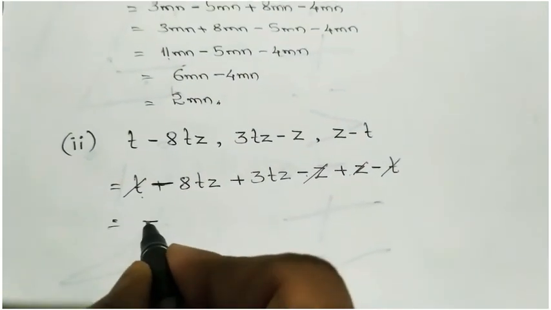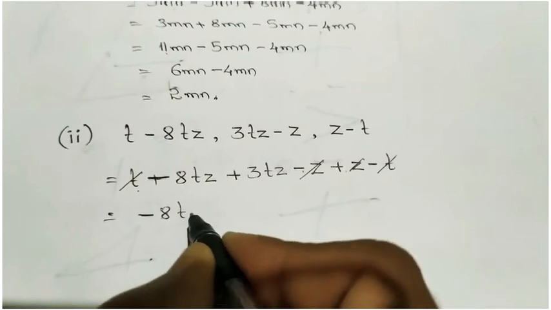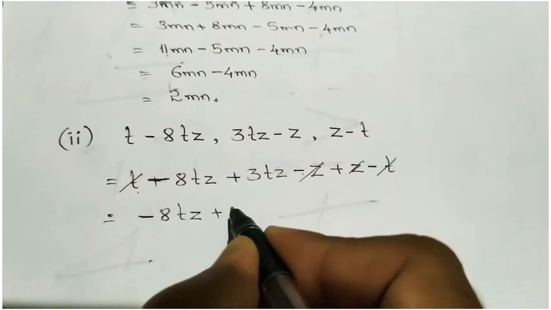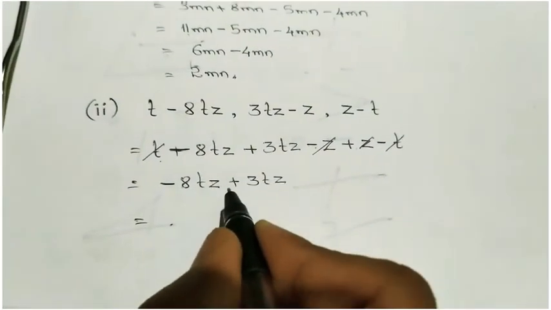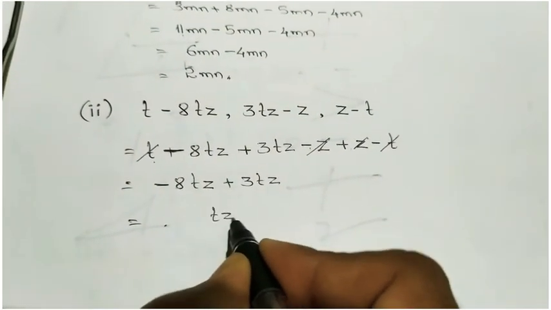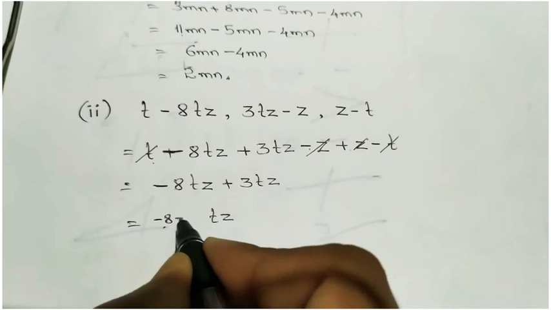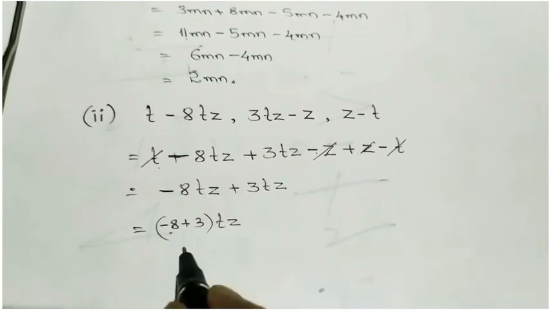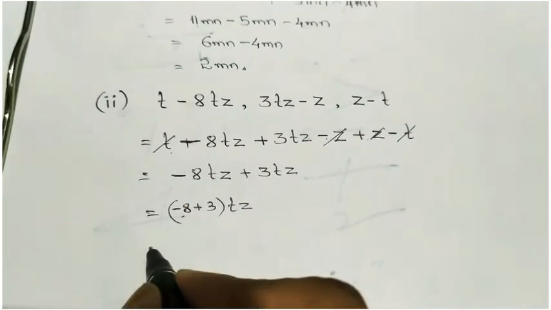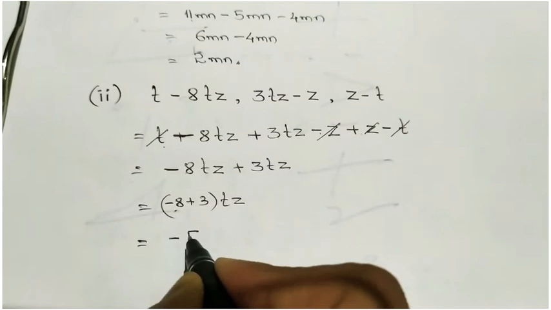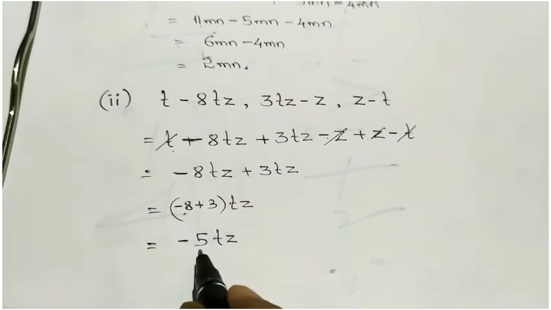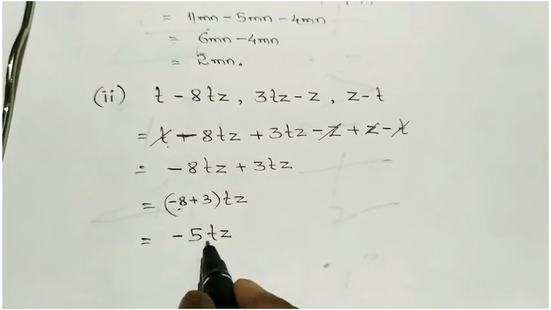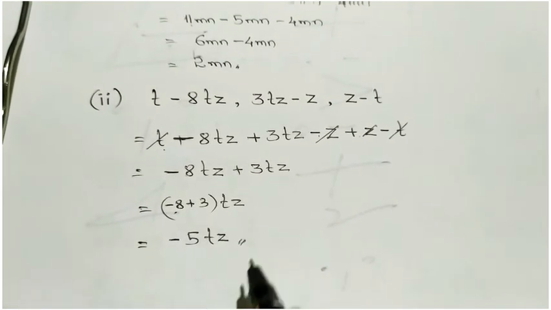What left? Minus 8tz plus 3tz. Okay, so keep that tz outside, what left? Minus 8 plus 3. Okay, so minus 8 plus 3, what you will get? That will be minus 5, and at the end tz is there. So our answer will be minus 5tz is the final answer.